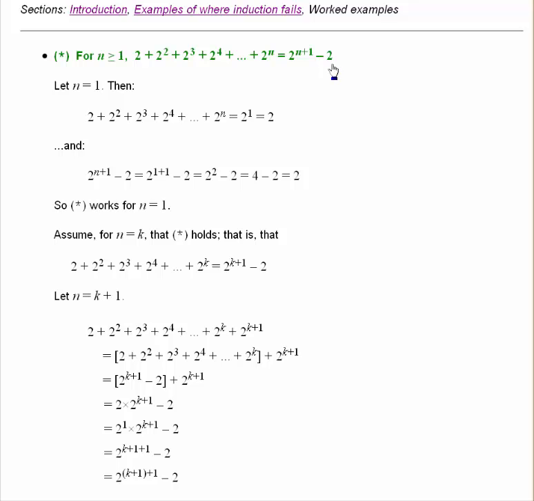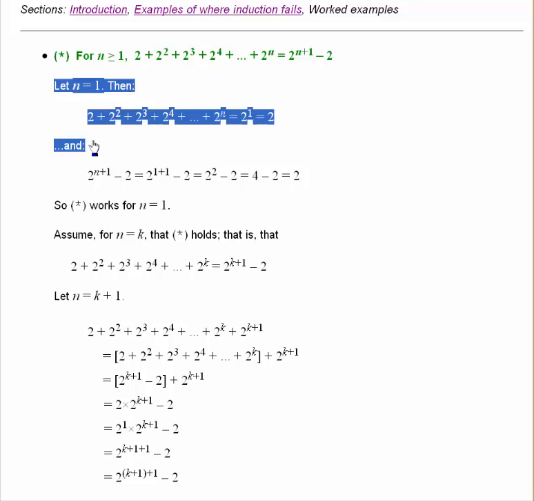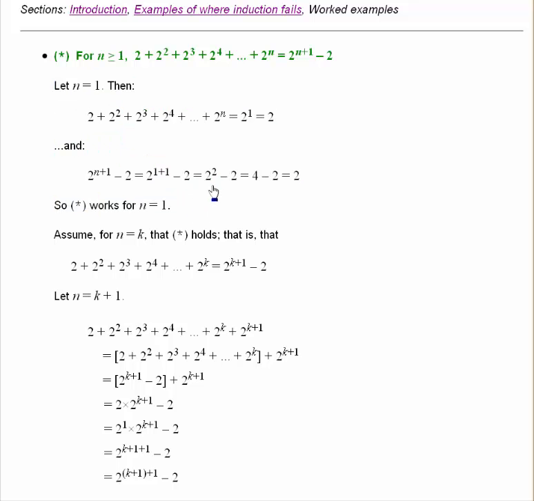Now remember the steps that we took. We have to show that it's true for at least one n. So let's let n equal to 1. If n equals 1, the left-hand side is 2. The right-hand side is going to be 2 to the squared, which is 4, minus 2, which is equal to 2. So in fact, this formula works when n equal to 1. So that's what's verified here. The formula works when n equal to 1. Now we're going to assume the formula is true when n is equal to k.